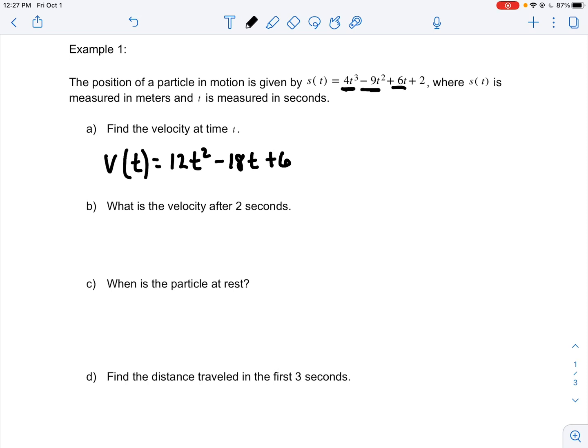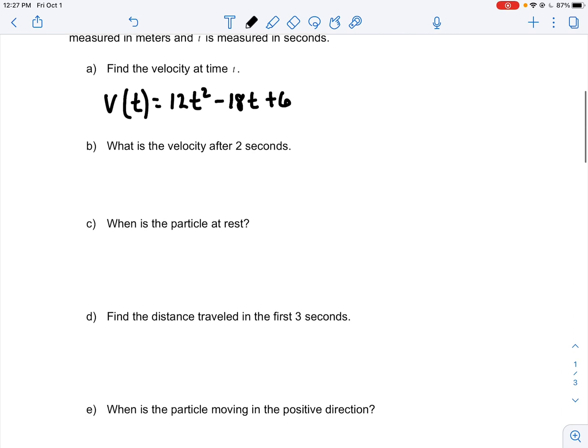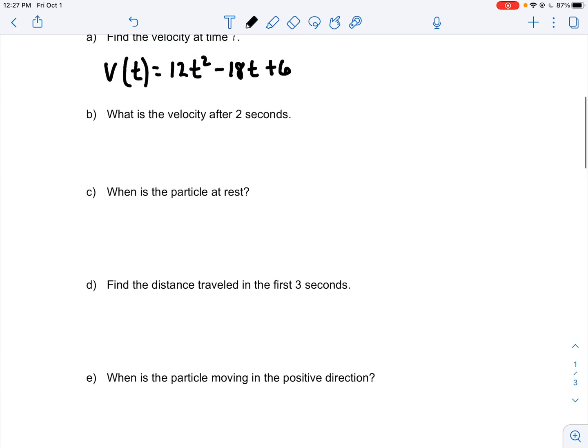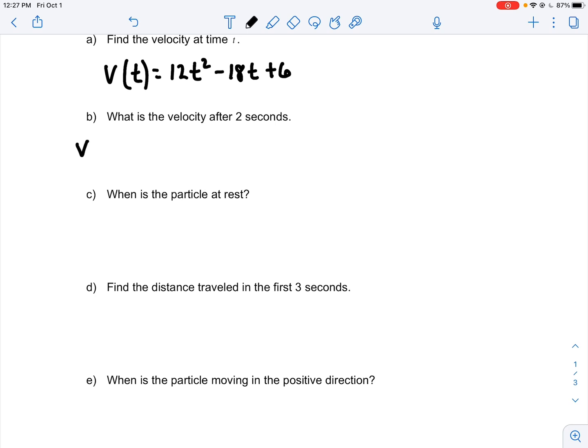Now, once we have that velocity function, we can figure out what our velocities are with respect to time. So notice, what is the velocity after 2 seconds? In other words, what I'm being asked here is, what is v of 2? We're going to take our 2 and plug it in everywhere we see a t in our velocity function. And when you punch that out in your calculator, it should give you 18.